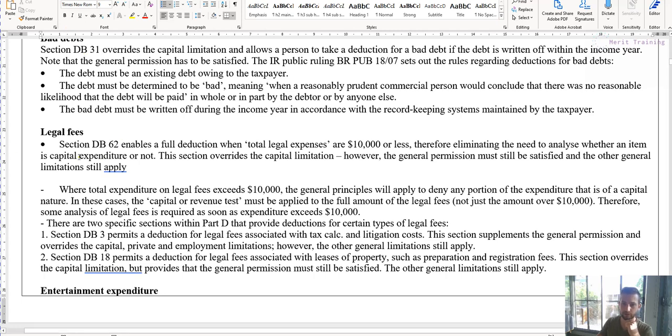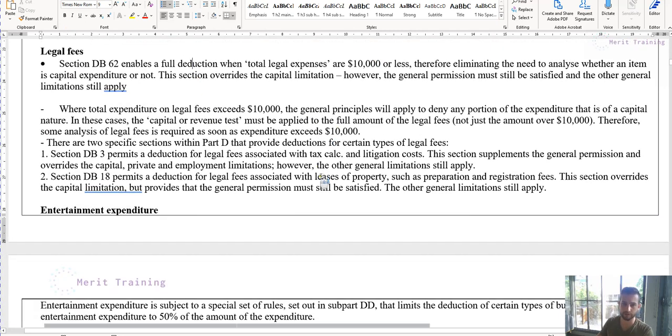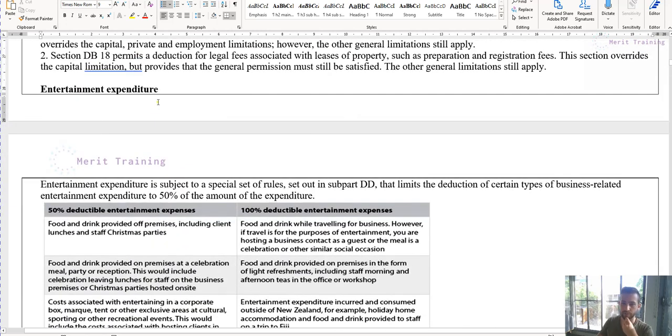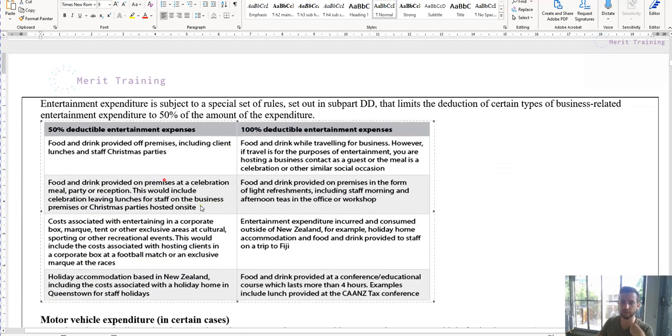Legal fees, probably the key consideration is, how much is it, first of all. So if it's less than $10,000, doesn't matter, you get a deduction. If it's greater than $10,000, then you need to start considering whether it's capital or not. Because if it's on revenue account, you get a deduction, but if it's on capital account, you don't get a deduction.